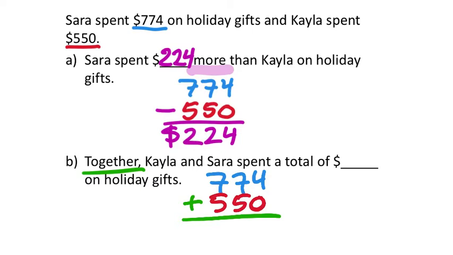So in the ones place value, 4 plus 0 is 4. Tens place value, 7 plus 5 is 12. Carry the 1. 1 plus 7 is 8, plus the 5 is 13. So that would be $1,324. Put the label there, but no need to label it in the box because it already shows the label right there.